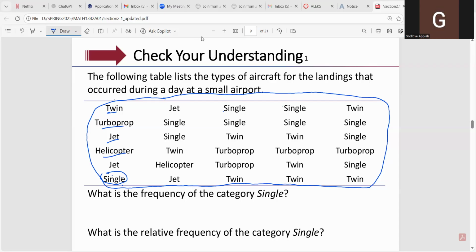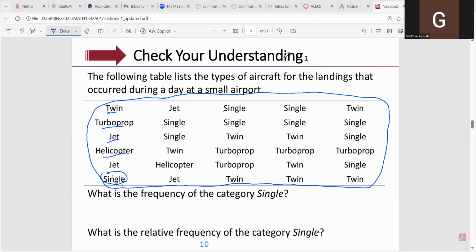What is the frequency of the single category in this data? All right. So Trip says 10, Nicole says 10. That's right. Great. Good. So everybody is saying 10. So let's go ahead and check if that is right.